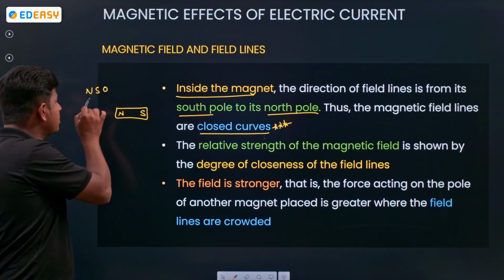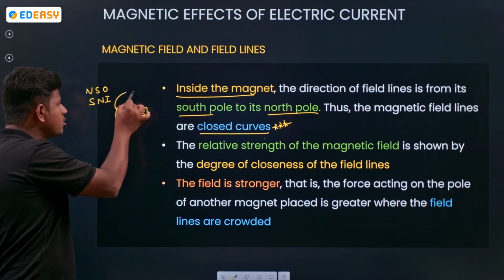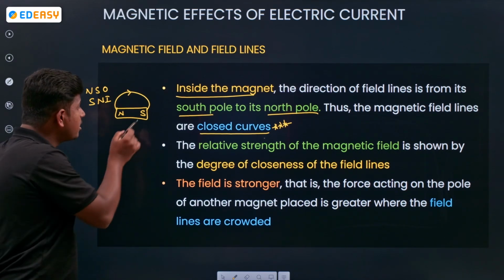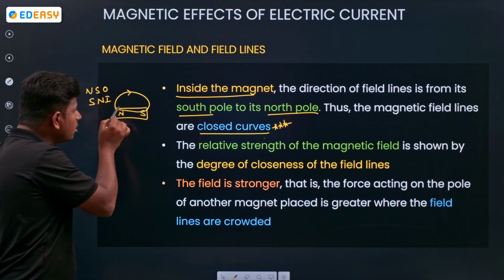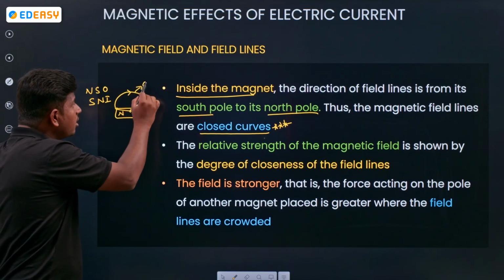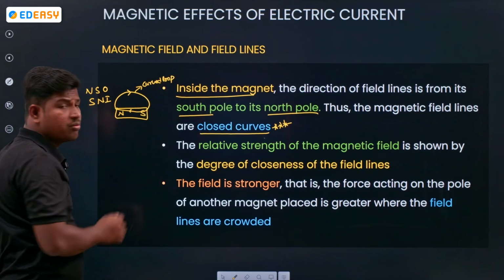Who is conducting? SNI. So north pole to south pole is the direction outside, and south to north inside. It forms a curved loop.